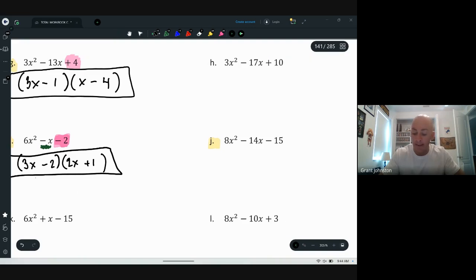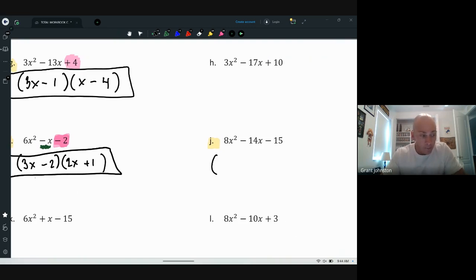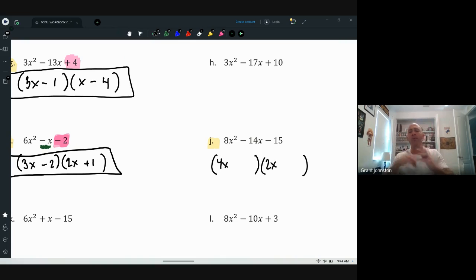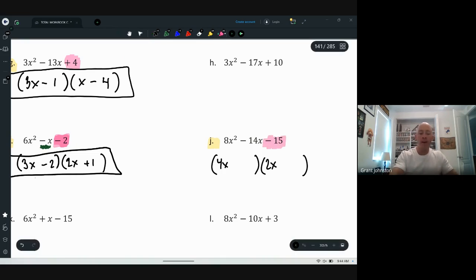So let me just show you J really fast, just to give you another one. So I got 8x squared. This, again, is kind of annoying because we have an 8x squared. So it could be the 8x and the x, or it could be a 4x times a 2x. So I'm going to start with the 4x times a 2x. I'm just going to try that out. It's got to multiply to negative 15, so I'm probably working with 5 and 3 or 3 and 5.